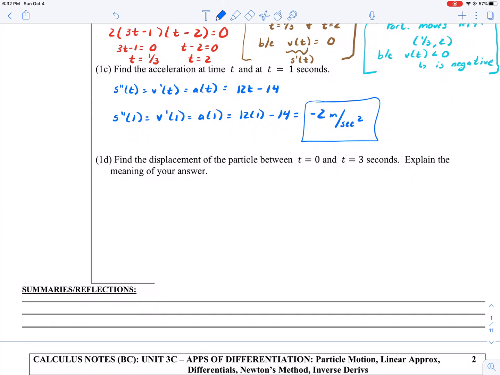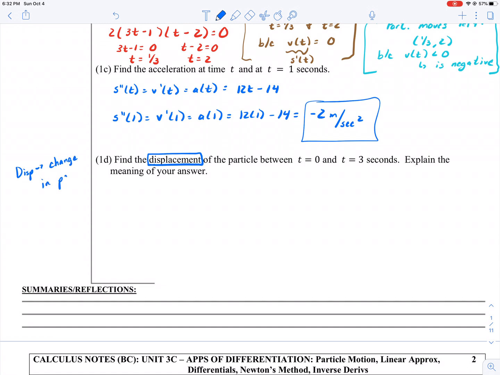The next question asks me for the displacement of the particle. Now, the word displacement is going to be very important, and it's something that we're going to continue to talk about as we get further into the year and talk about more complex calculus topics. But there's a huge difference between displacement and total distance. Displacement, okay, is literally just the change in position.